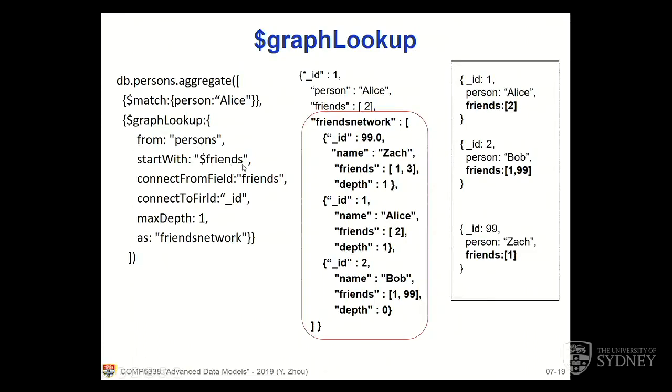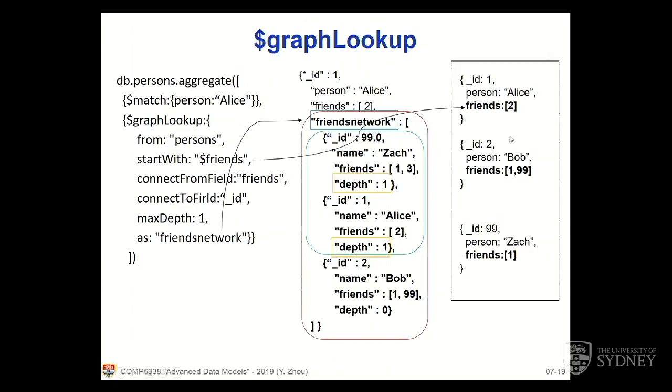So first, how do you want to start the graph traversal? Here it says start with friends. This is a field path, right? So it indicates we actually want to get the value of this field. Starting from here, we want to start from the value of this field, which is 2.